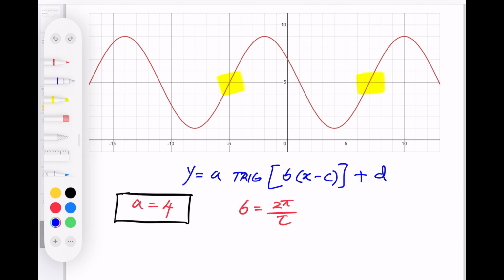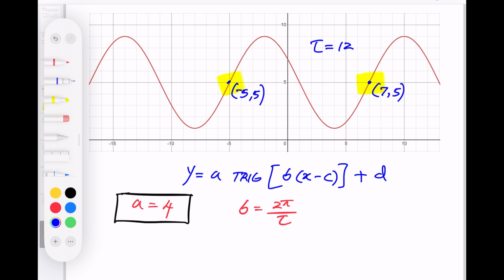If I look at the coordinates right here, those will be negative 5 comma positive 5. If I look at the coordinates right here, those will be 7 comma 5. Therefore, along the x-axis, the distance between those 2 points is 7 minus negative 5, which simplifies to 12. Therefore, tau, or the period, is equal to 12.